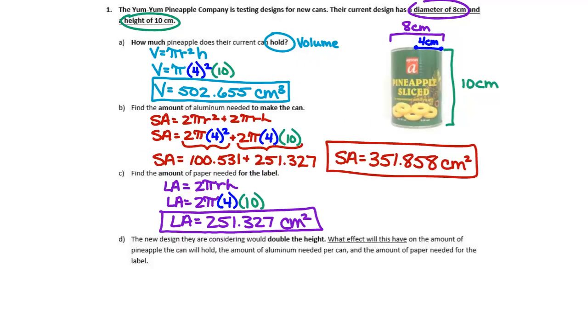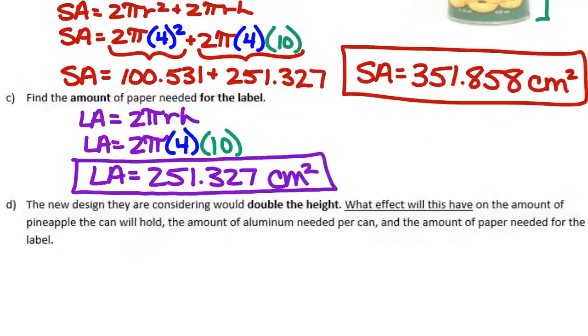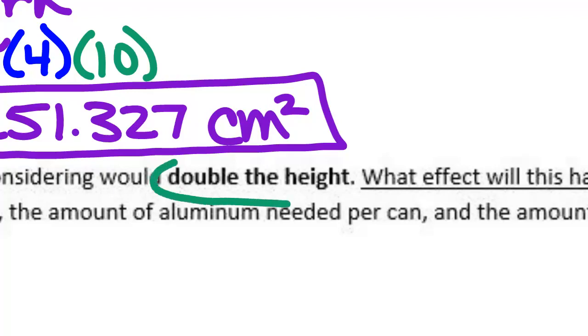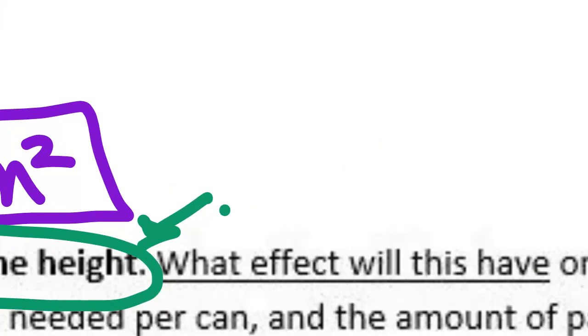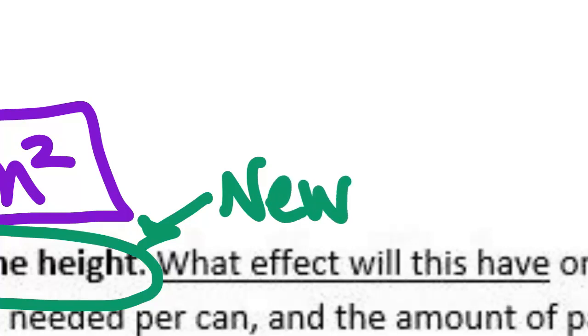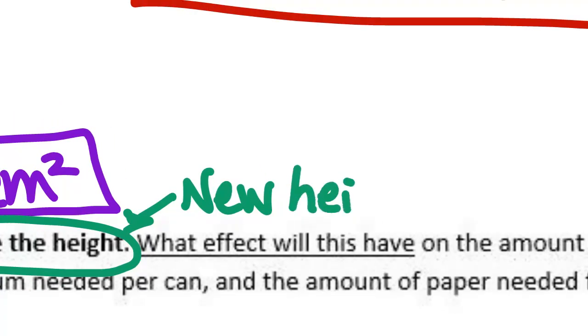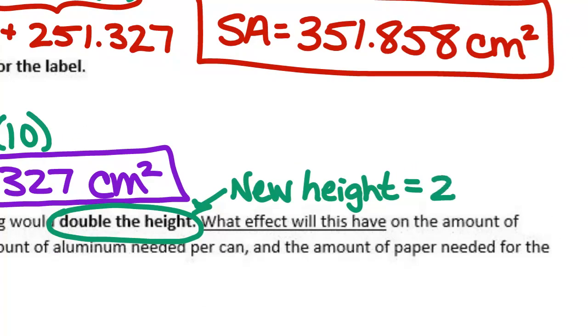Part D. The new design they are considering would double the height. What would the new height be then? 20. Oh, so we had to solve it? I thought we had to write something. Well, we do. We got to do both. We can't answer the question without the numbers, and then we have to look at those numbers and do some comparisons. What effect will this have on the amount of pineapple the can will hold?